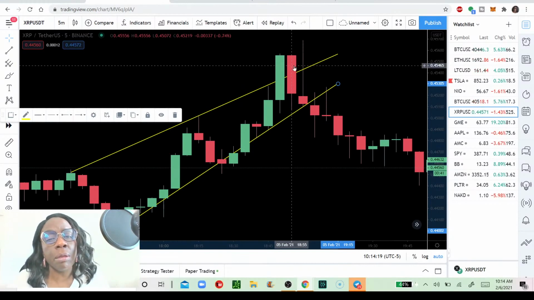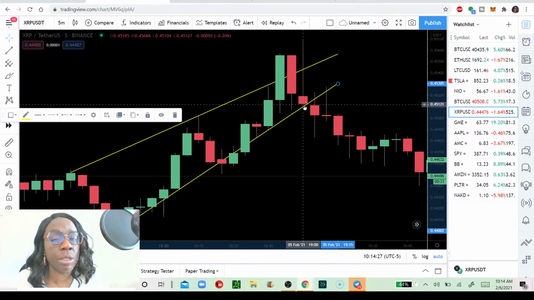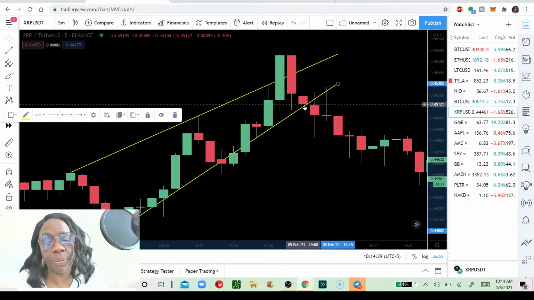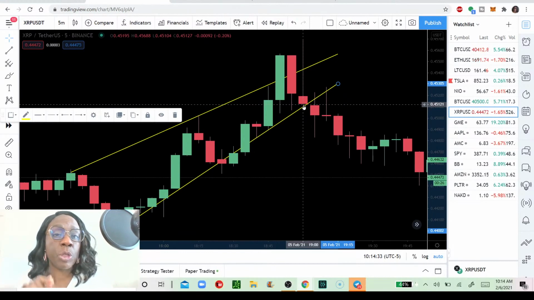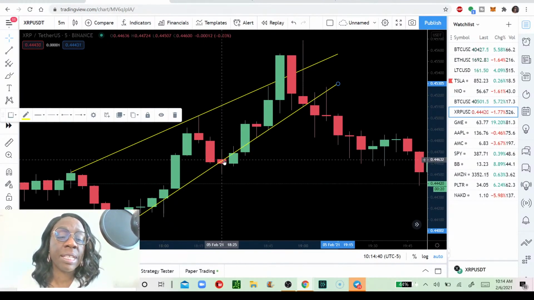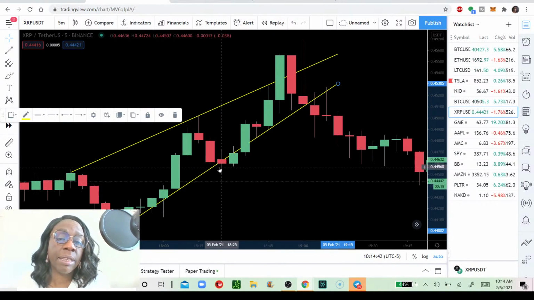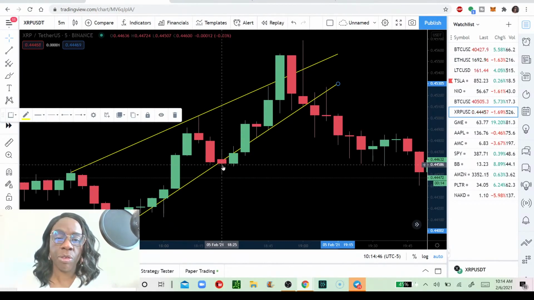The minute price action drops below the bottom trend line, which is your support, you want to consider coming out of your trade. So we're not just looking for when price action drops below. I'll rephrase that. We're looking for a situation where a candlestick closes below the trend line. Then you want to begin to consider getting out of your trade.